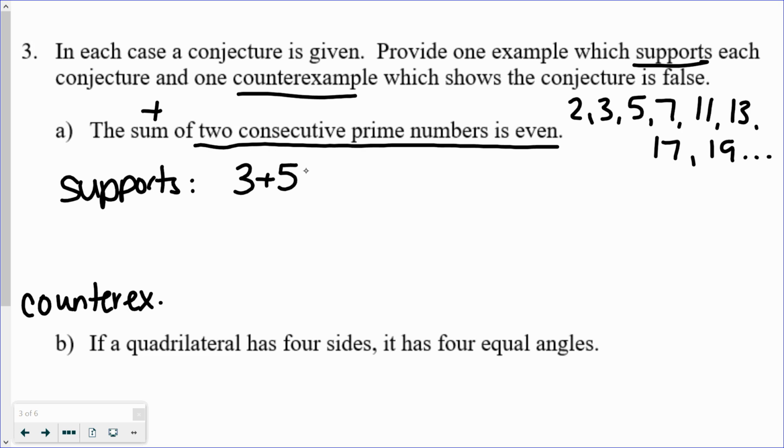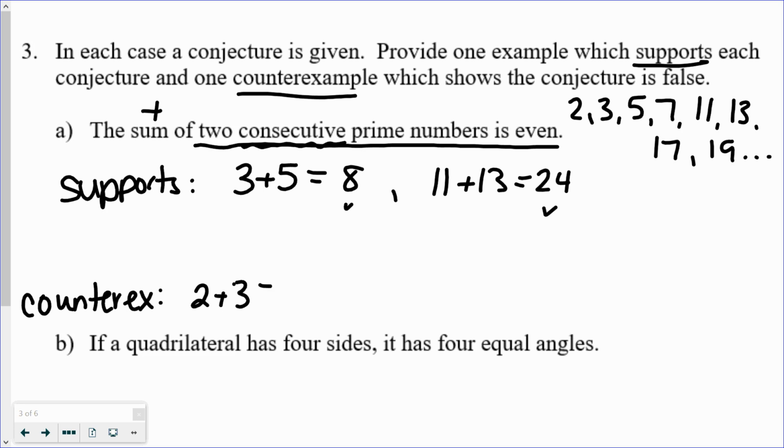So if I took 3 and 5, that's equal to 8. So that's even, okay? If I took 11 and 13, so again, consecutive means one after the other, 11 plus 13 is 24. That's an even number. So for a counterexample, if I actually take the first 2 prime numbers, 2 plus 3 is equal to 5. 5 is not an even number, so this conjecture is false.